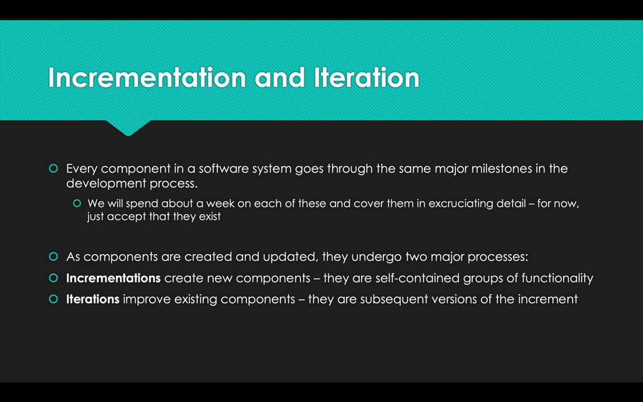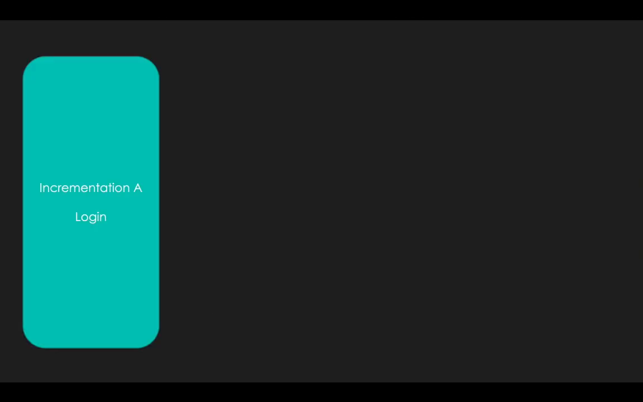Iterations, you can think of those as versions or releases. They're just internal to the company. So throughout iteration, you take an incrementation and you make it better and better and better until ultimately at the final iteration, you hope that incrementation represents exactly what the client expected in terms of functionality.